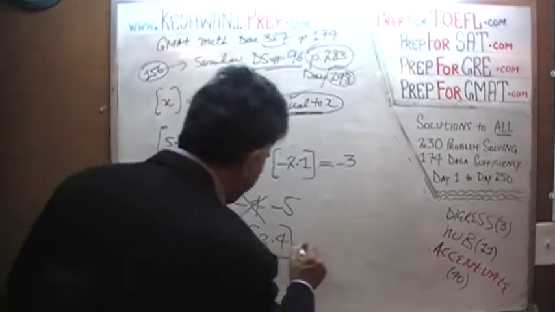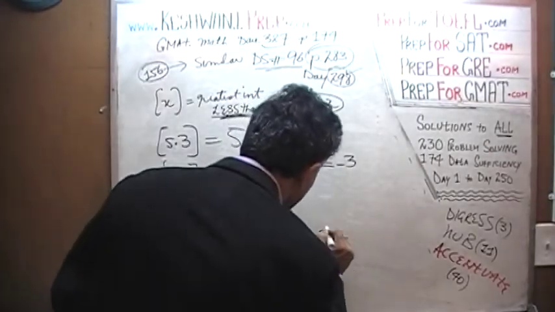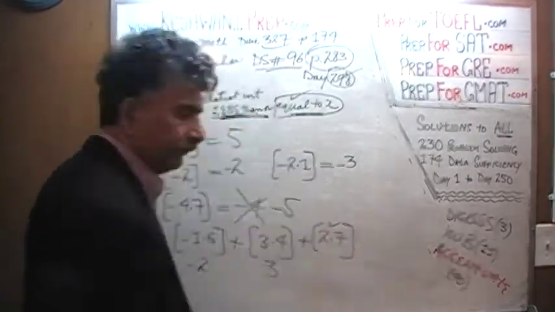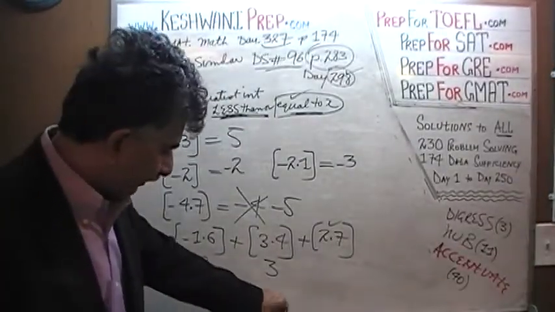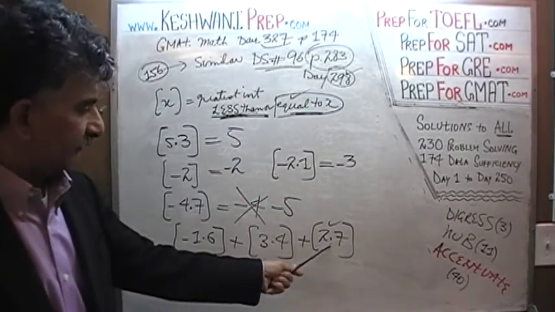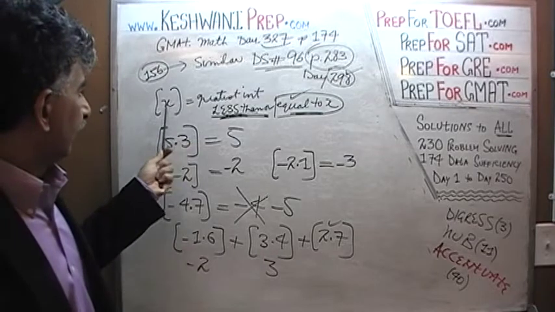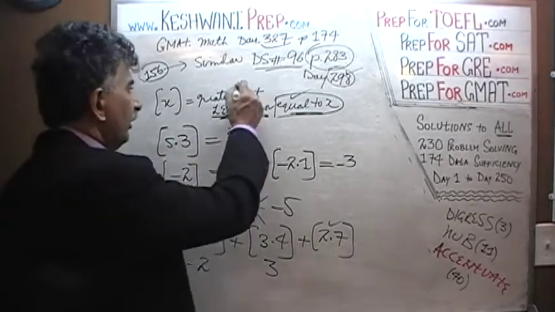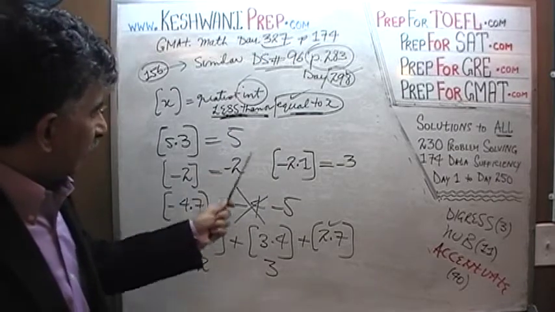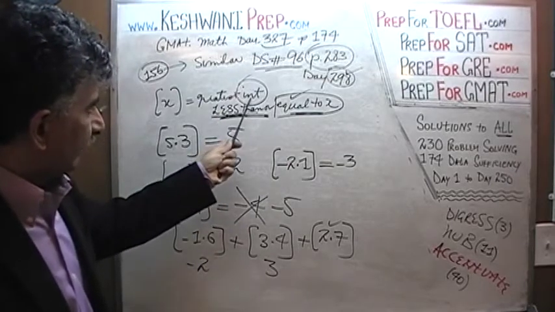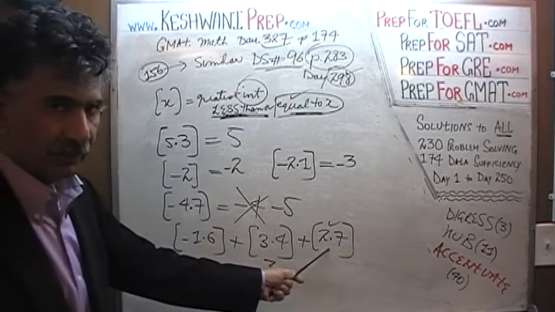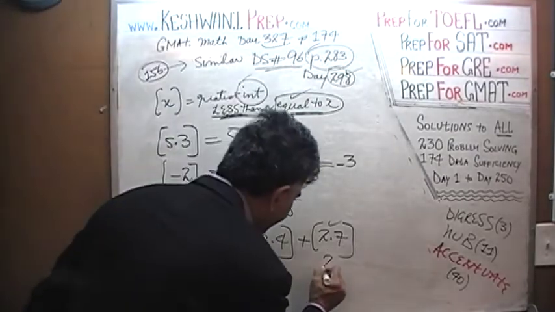Similarly, the very last one we have is 2.7. What's the largest integer that we can find that is less than 2.7? Again, the equal to part does not play any role here because 2.7 is not an integer. This represents the greatest integer, so it has to be a whole number. The greatest integer that we can find that is less than 2.7 is 2. That's it, we're done.